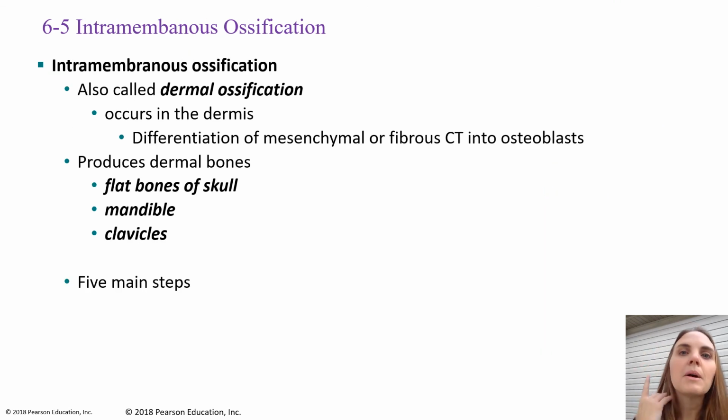So we were just talking about endochondral ossification. Now we're going to talk about the other form, intramembranous ossification. Intramembranous ossification is also called dermal ossification because with this form of growth, the bone is developing in a mesenchymal or fibrous connective tissue, which is in the deeper layers of the dermis. Bones produced with this method include the flat bones of the skull, the mandible, and the clavicle or collarbone. And there are 5 main steps in this.